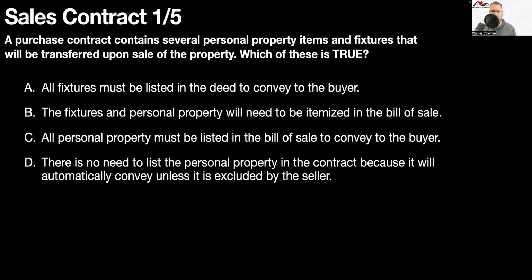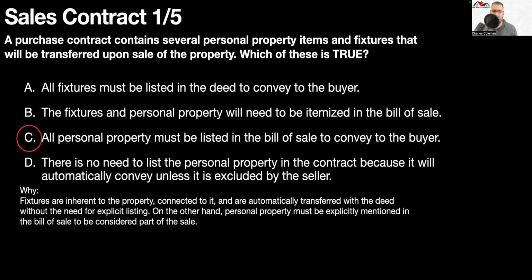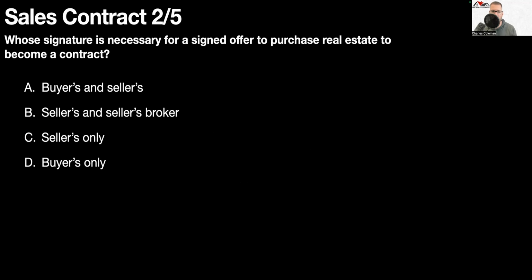Question number 1. A purchase contract contains several personal property items and fixtures that will be transferred upon the sale of the property. Which of these is true? All personal property must be listed in the bill of sale to convey to the buyer. Fixtures are inherent to the property, connected to it, and are automatically transferred with the deed without the need for explicit listing. On the other hand, personal property must be explicitly mentioned in the bill of sale to be considered part of the sale.